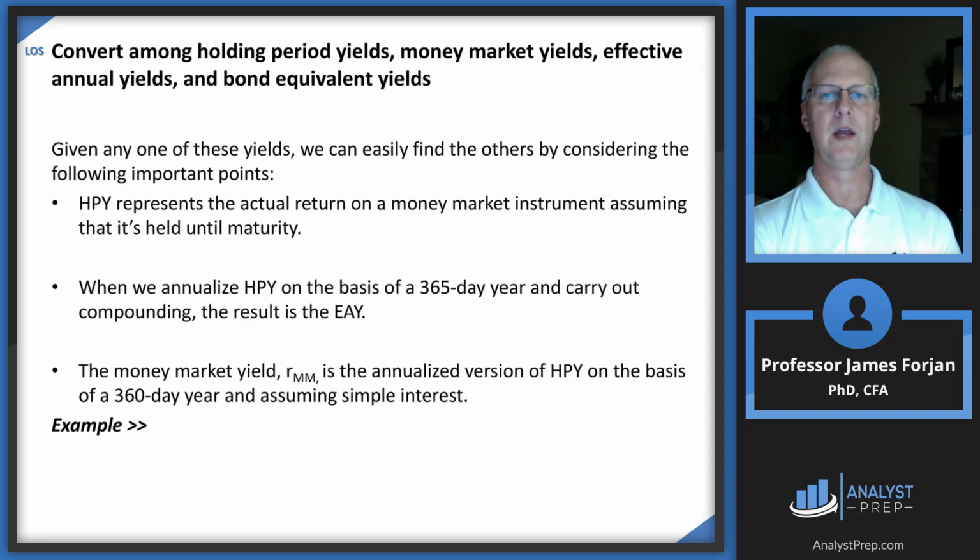All right, so let's talk just a little bit more about these. If you're given one of these, you can easily find the others by considering that the holding period yield represents an actual return on a money market instrument, but here's the big assumption: that it's held until maturity. When we annualize the holding period yield on the basis of a 365-day year and carry out the compounding, the result is the effective annual yield. And then the money market yield is the annualized version with 360 days.